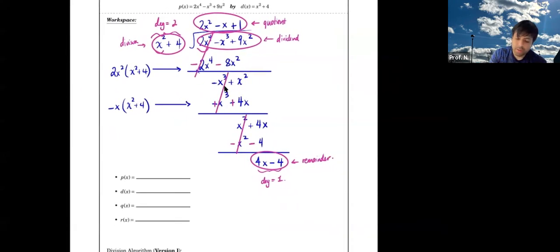So now I can write this. P of x is what? P of x is 2x to the 4th minus x cubed plus 9x squared. The divisor is x squared plus 4. The quotient is 2x squared minus x plus 1. And the remainder is 4x minus 4.